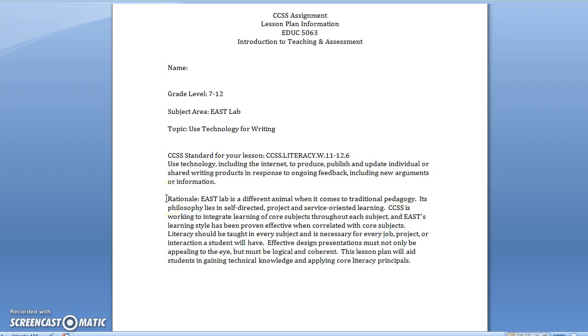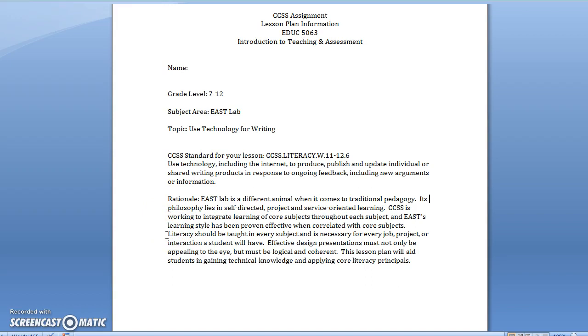Okay, in her rationale for the standard, she outlines that it's a different animal when it comes to traditional pedagogy because East Lab has a different concept. Its philosophy lies in self-directed, project, and service-oriented learning. Common Core State Standards are working to integrate learning of core subjects throughout each subject, and East's learning style has been proven effective when correlated with core subjects. So this is where she goes into why she has chosen this standard.